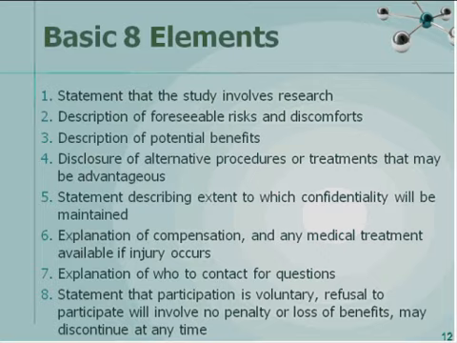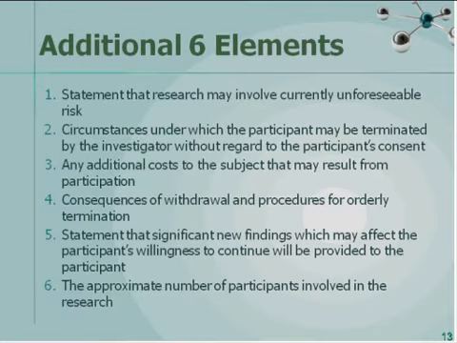So now there are 6 additional elements that are required as appropriate, depending on the study and the study population. So these additional elements are additional safeguards that are put in place for vulnerable populations. And in the CTN and for the purposes of our research, substance abuse, we tend to include a lot of these additional 6 elements so that we can provide additional protections to our participants. Again, I would just like to highlight 2 of those 6 elements.